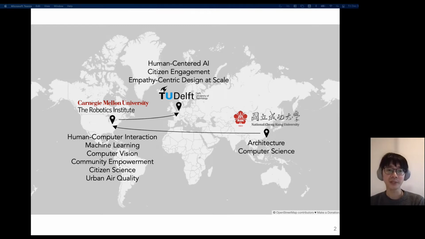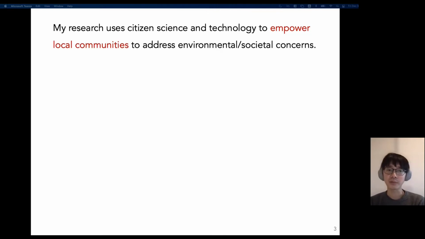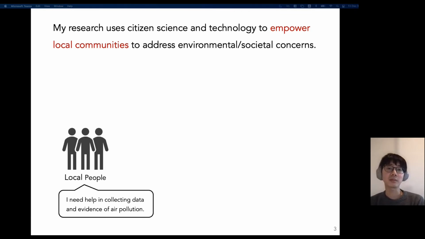Okay, so this is a brief summary about what I'm doing for my research. I use citizen science and technology to empower local people, specifically on environmental and societal concerns. And one example in my case is air quality. Let me give you an illustration about that. We have local people who need help, and a lot of the time they really need help in collecting data and evidence of air pollution.